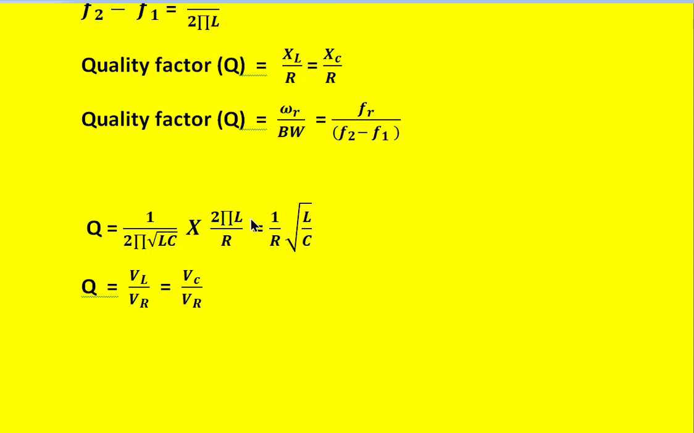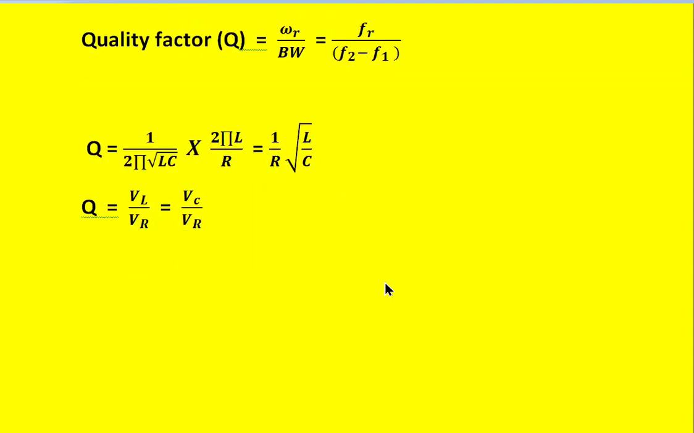And this quality factor can also be called the voltage magnification factor, given by voltage across the inductor divided by supply voltage or voltage across the resistor, which is also equal to the voltage across the capacitor divided by the voltage across the resistor, which is equal to the supply voltage.